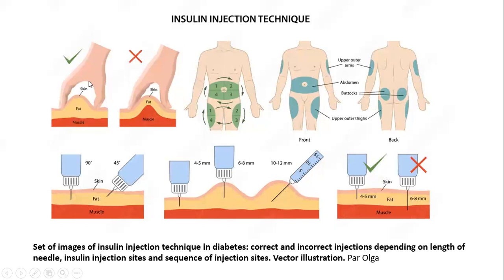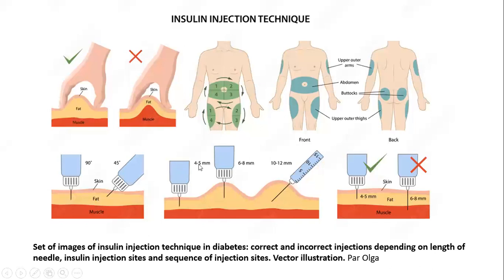This is the correct pinch. Now, do we inject at 90 degrees, at 45 degrees, or what angle? That depends on the size of the needle you have. What we want is to have that insulin in the fat, not on the skin, not in the muscle. We need it in the fat.